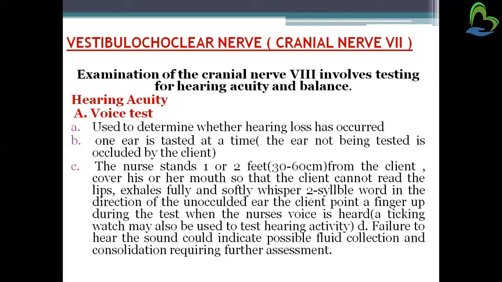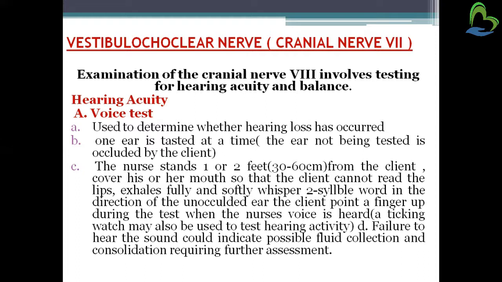One ear is tested at a time. The ear not being tested is occluded by the client, so you have to cover the ear which you are not going to test first. The nurse stands 1 or 2 feet, that means 30 to 60 centimeters, from the client and covers his or her mouth so that the client cannot read the lips. Exhale fully and softly whisper a two-syllable word in the direction of the unoccluded ear. The client points a finger up during the test.